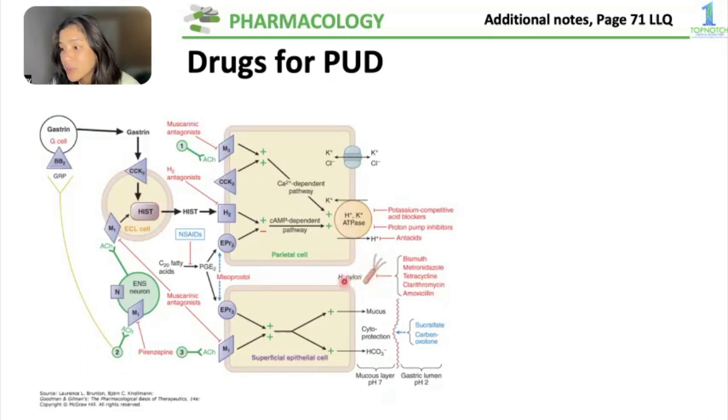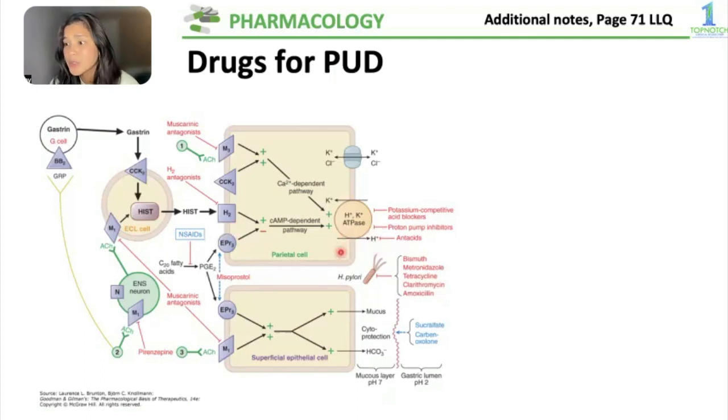Next, we have acetylcholine acting on different cells as well. When acetylcholine activates your ENS neurons, this then causes activation of your ECL cell. What is your ECL cell? That is your enterochromaffin-like cell. Acetylcholine triggers this to release histamine, and histamine attaches to the H2 receptor in the stomach lining as well. And this, again, via a cAMP-dependent pathway, causes an increase of acid secretion.